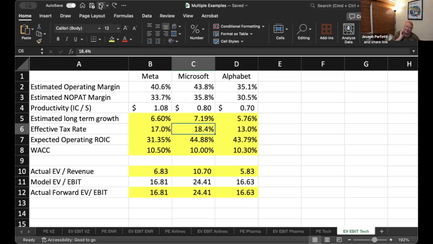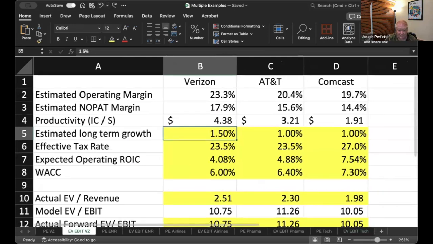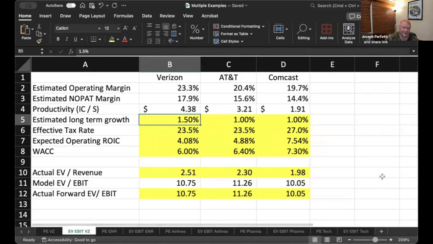Nuances. All right, Verizon. Tell me why Verizon is trading at a discount to AT&T, EV to EBIT.